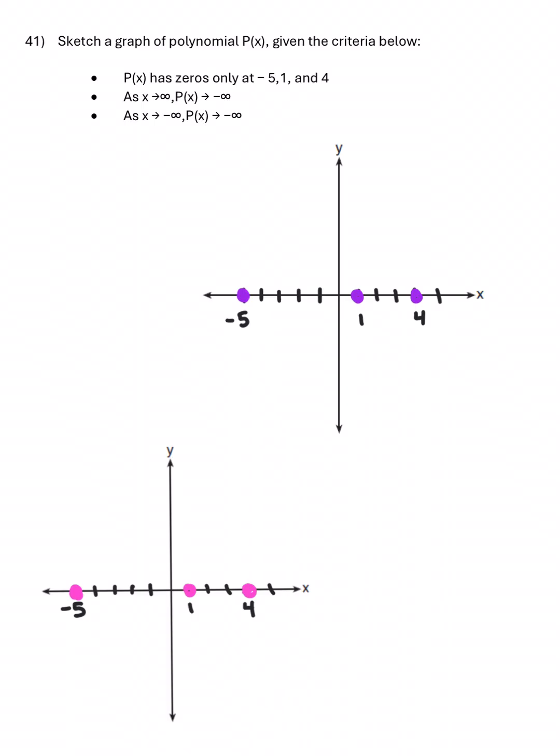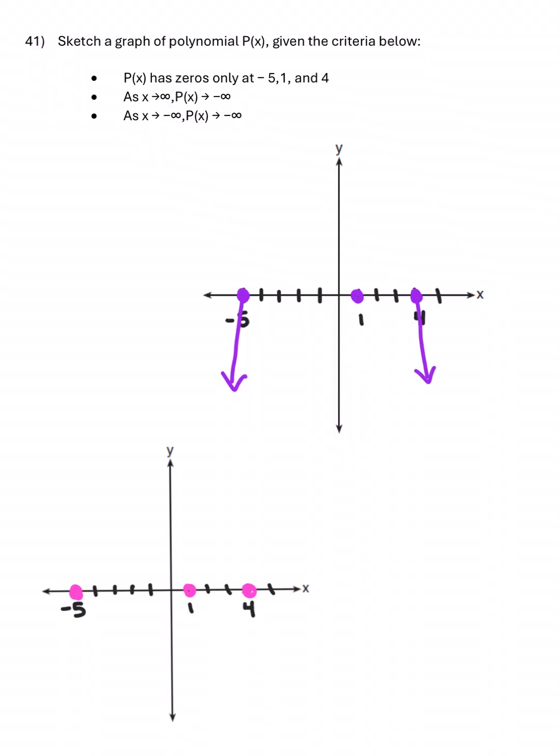Okay, so now as far as number 41 goes, there's two different ways you could draw this one out. Either one of these is fine as long as you had one of these. Now, it says that P of X has zeros at -5, 1, and 4. So at -5, at 1, and at 4, I put zeros. It also says that as we look to the right, the graph goes down, and as we look to the left, the graph goes down. So basically, the graph is going to have to end up coming down on the left and on the right.